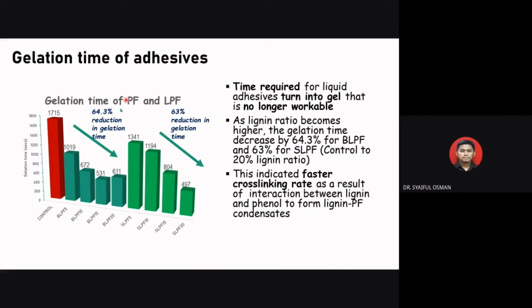64.3% for BLPF, the lignin-phenol-formaldehyde that I synthesized using lignin from Betung bamboo, and a 63% reduction in gelation time for SLPF, using lignin that I obtained from Semantan bamboo. Here we can conclude that the faster cross-linking rate is the result of interaction between lignin and phenol to form a lignin-phenol-formaldehyde condensate.